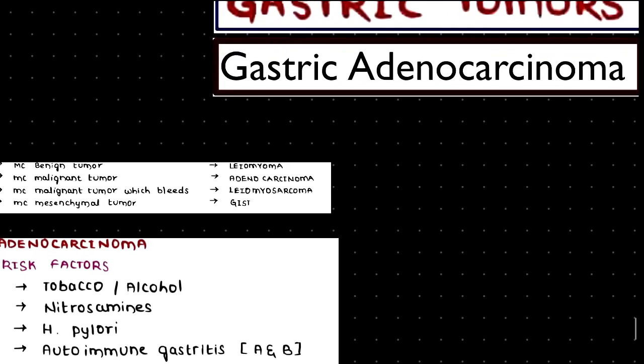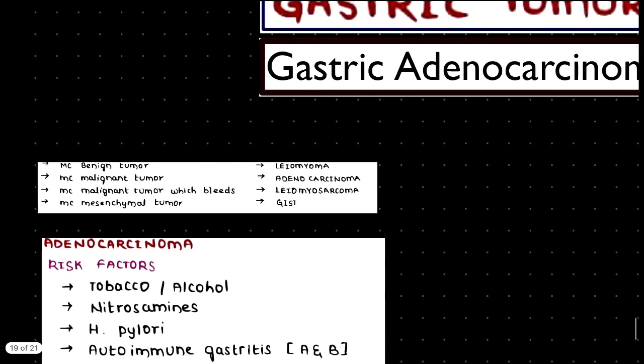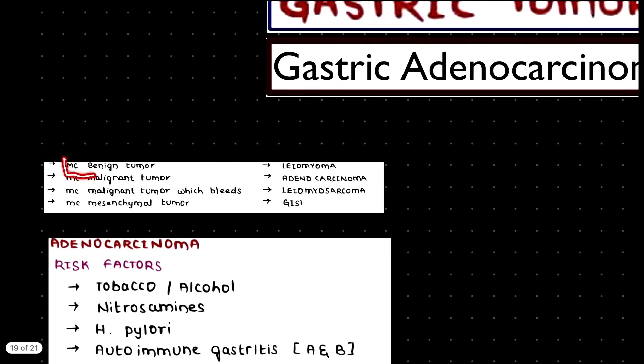The first thing that I would like to mention here is the most common benign tumor. Which is the most common benign tumor of the stomach? It is leiomyoma, a benign tumor of smooth muscle origin. Similarly, the most common malignant tumor, which is what we are going to study right now, is adenocarcinoma. The most common gastric malignant tumor is gastric adenocarcinoma.